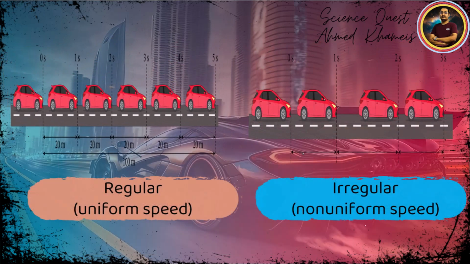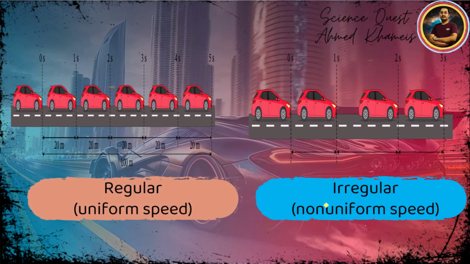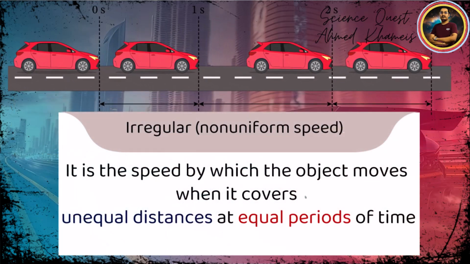But the irregular or the non-uniform speed is the speed by which the object moves when it covers unequal distance at unequal period of time. So in 1 second he might cover 5 meters, in another 1 second he might cover 30 meters, and so on. So different or unequal distance at unequal amount of time.